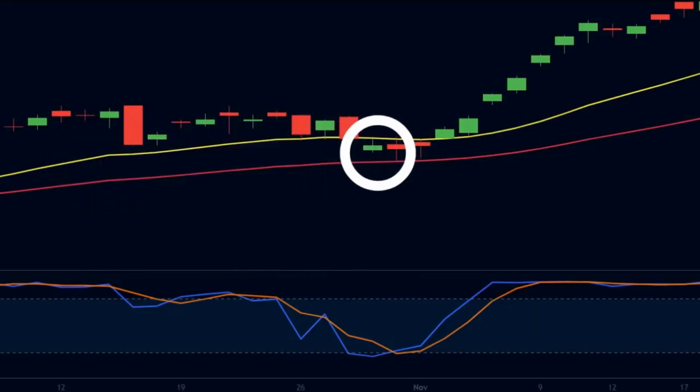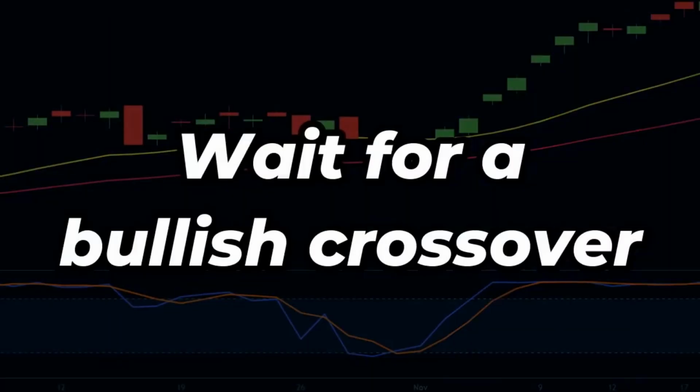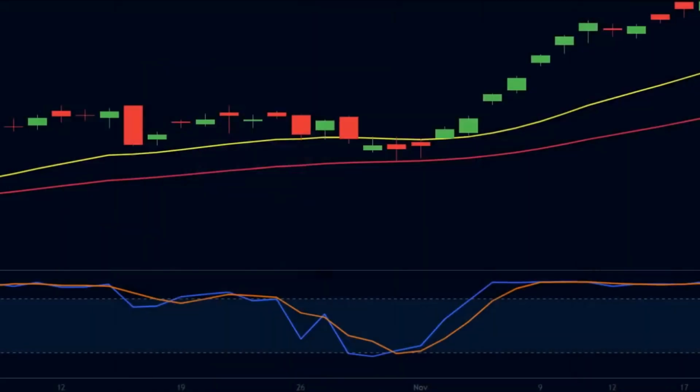On this candle, we see that the price touches the retracement zone. Once the price reaches the retracement zone, we will look at the stochastic. On the stochastic, we see that this candle also coincides with the stochastic being oversold. So we can clearly expect the price to move upwards from here on. But we will not simply buy yet. We will wait for the stochastic to create a bullish crossover for our entry. On this candle, we can clearly see that the blue line crosses above the orange line. This is a bullish crossover. This is a perfect trigger for our entry.